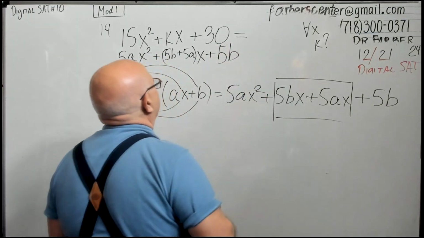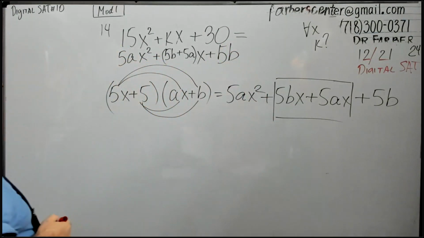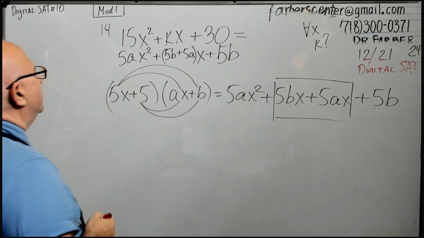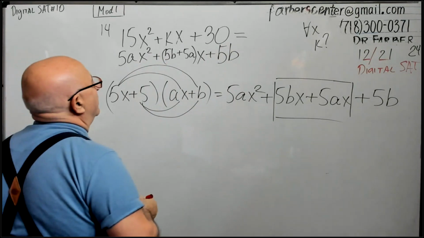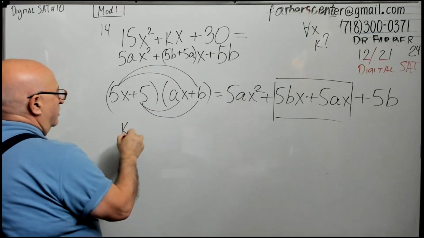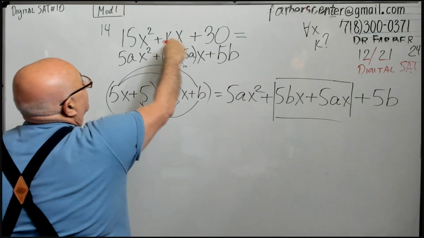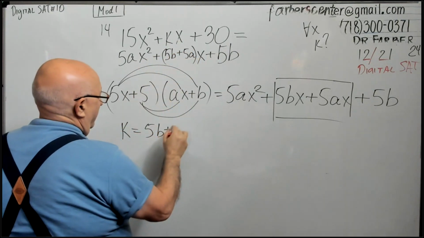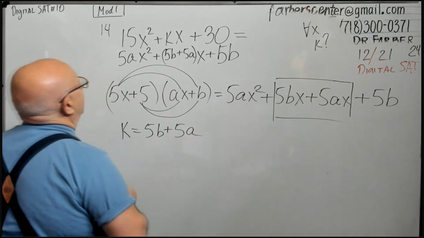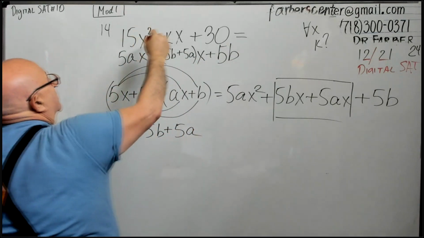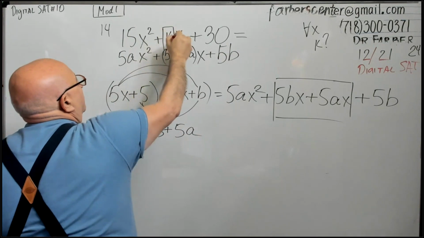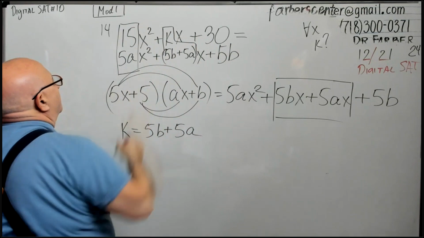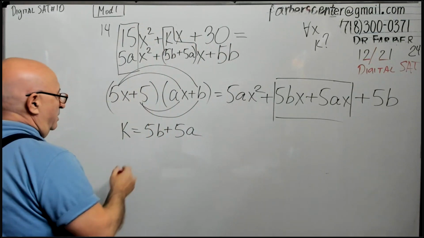Now they equal to each other. Look at this trinomial, they are symmetrical. From here, to find k equals 5b plus 5a. My goal is to find a and b. From another side, this is one guy, right? From another side, this coefficient must be equal to each other.